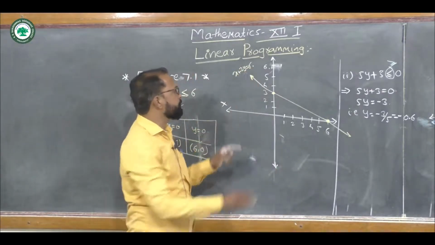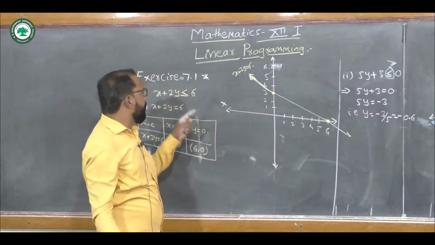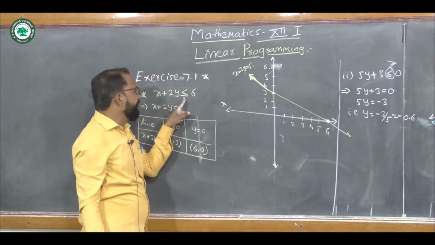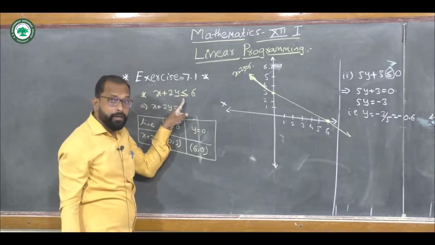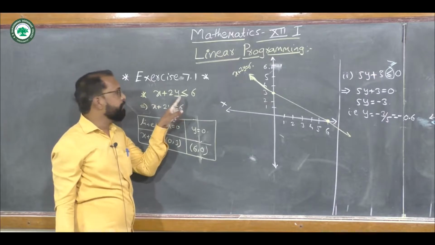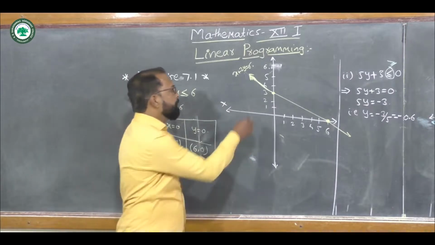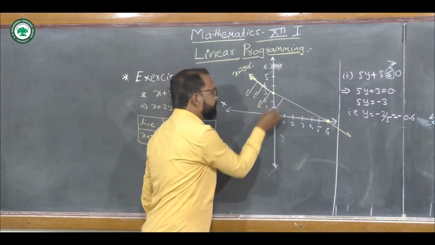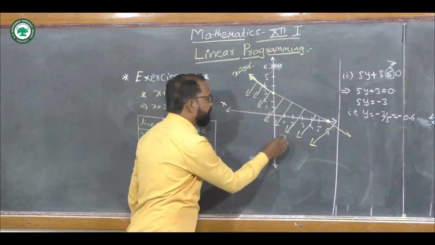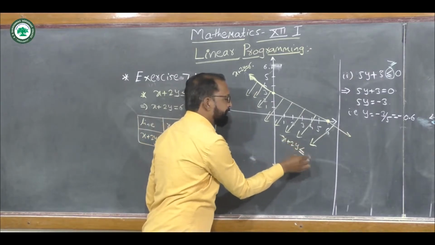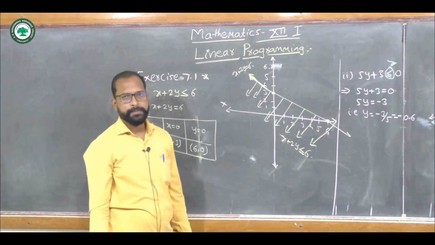This is the line x plus 2y equals 6. Now check the condition or inequality sign. Here the inequality is of the type less than or equal to, and we know that whenever the inequality is of this type, we consider the region below that line. So this is the region for the inequality x plus 2y is less than or equal to 6.